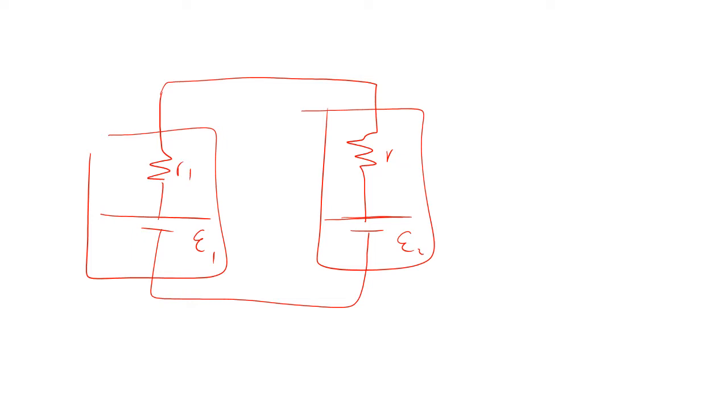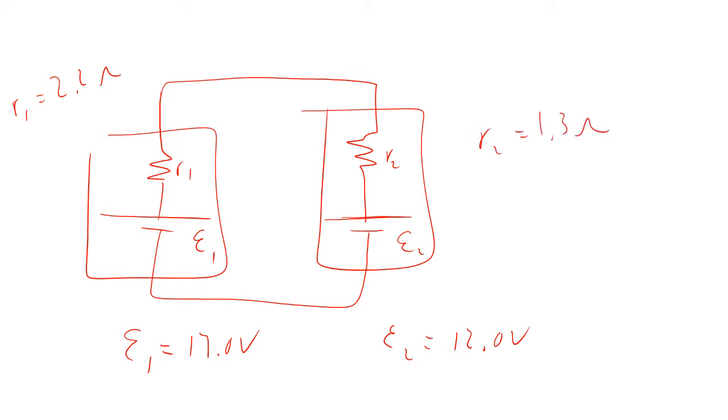Okay, so internal resistances. Let's say the EMF1 is going to be 17 volts. EMF2 is going to be 12 volts. Let's say that R1 is going to be 2.2 ohms and R2 is going to be equal to 1.3 ohms. And so I want to know what happens.